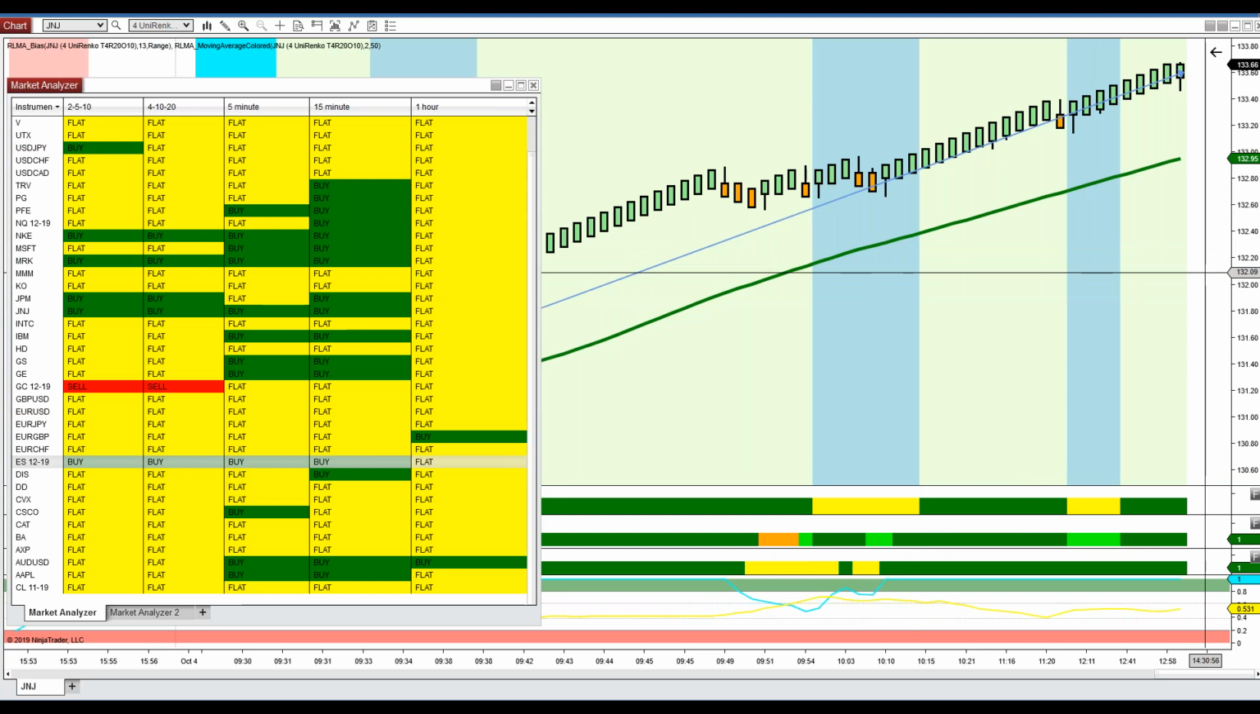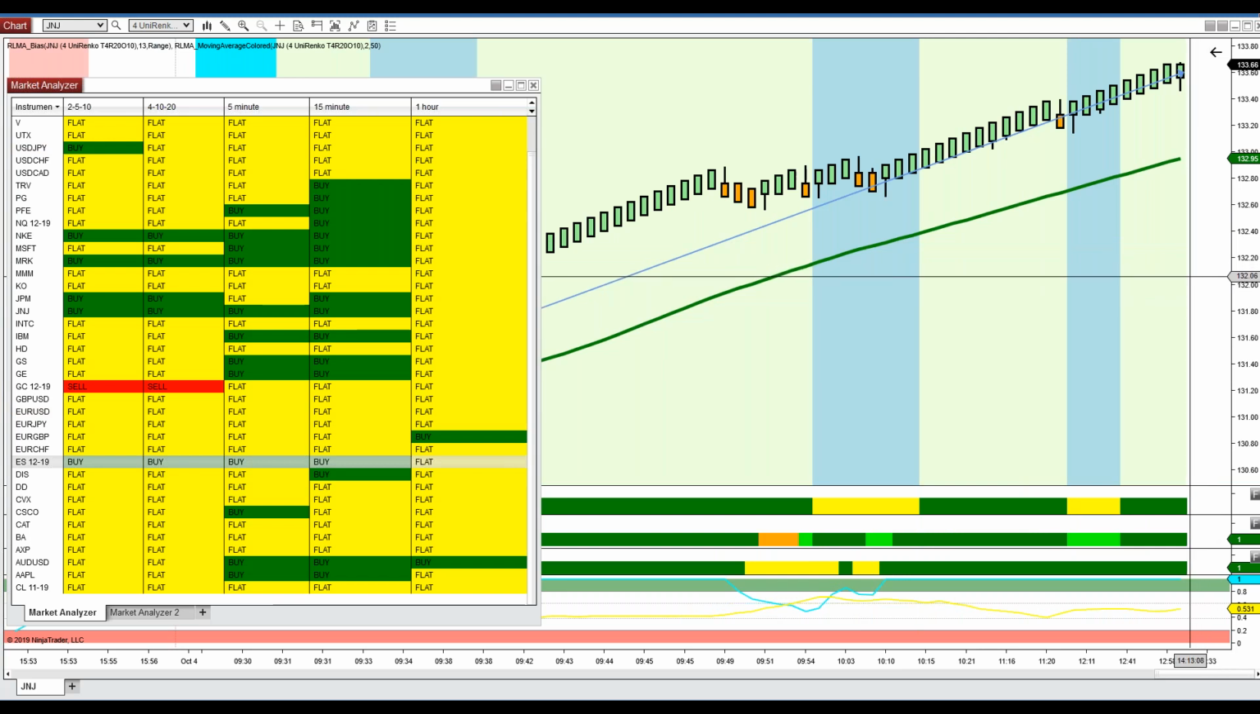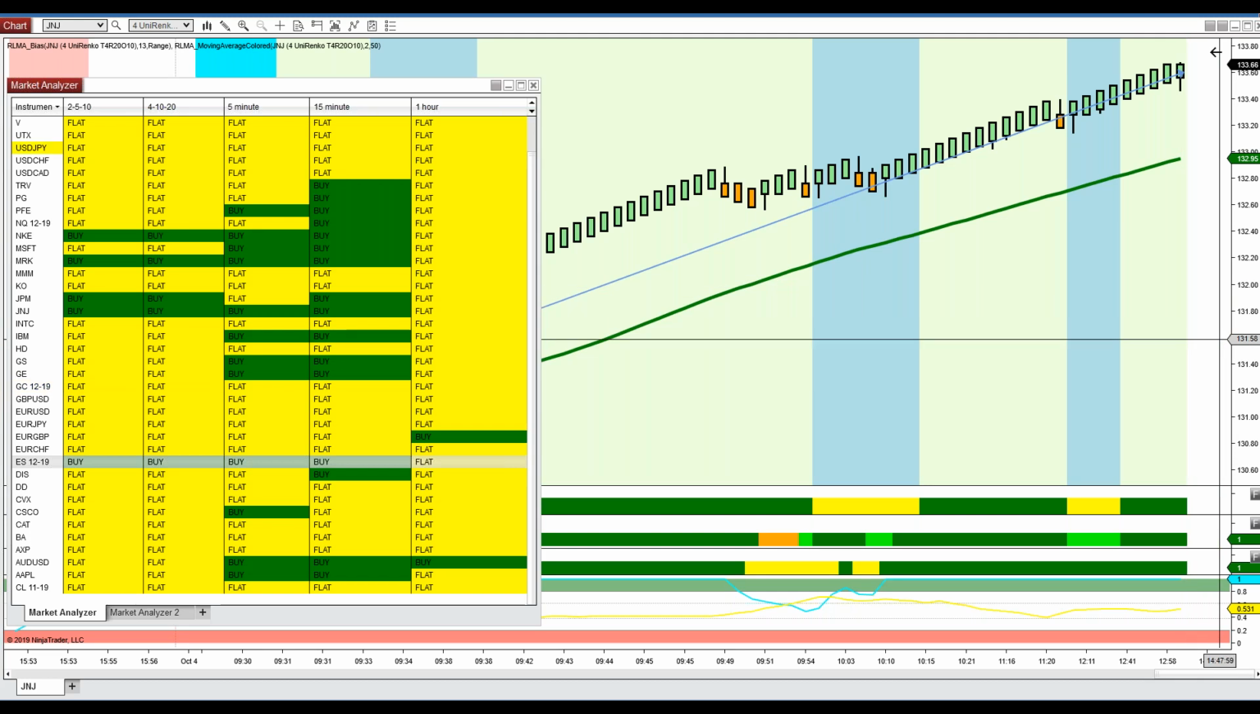And I'll tell you right now, if you want the arrows in, I'll put them in for you. I mean, if you want this analyzer, you're more than welcome to them.